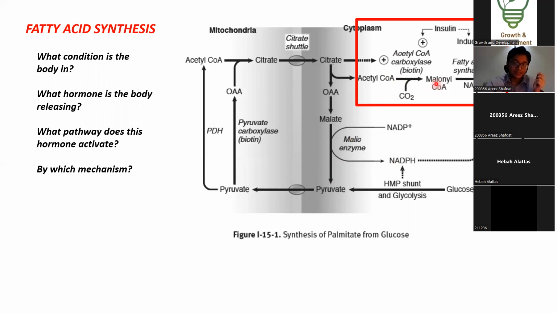Acetyl-CoA gets converted to malonyl-CoA by an enzyme called acetyl-CoA carboxylase. This enzyme requires ATP, biotin, and carbon dioxide, so it's an ABC carboxylase. Now, malonyl-CoA generates fatty acid. Those two steps are the most important for you to know.